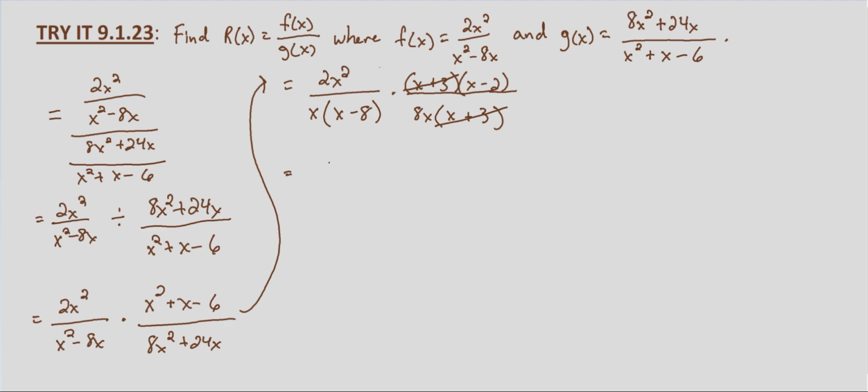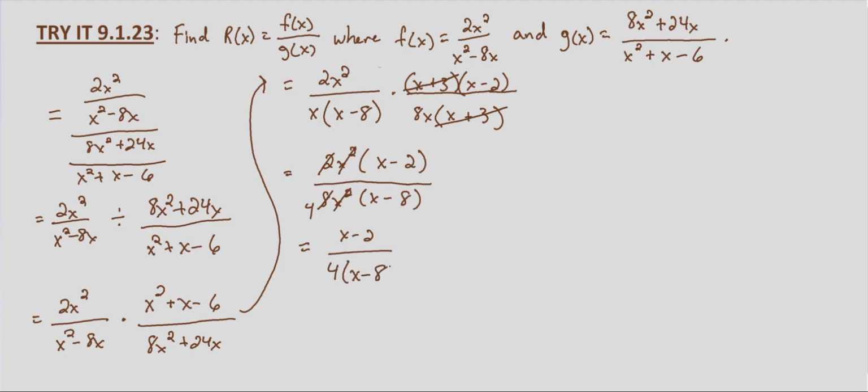And then we multiply the numerators, multiply the denominators. We have 2x squared times x minus 2 over 8x times x, that's 8x squared, times x minus 8. 2 divided by 2 is 1. 8 divided by 2 is 4. The x squareds cancel, and we're left with x minus 2 over 4 times x minus 8. So this is our solution.